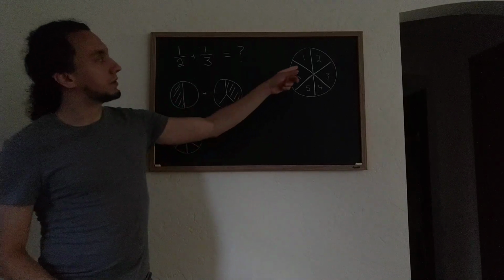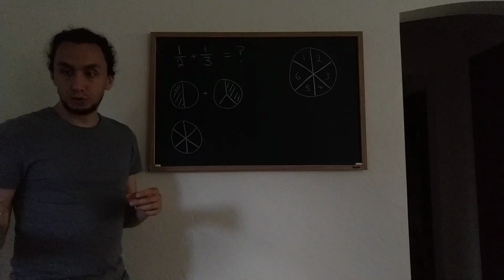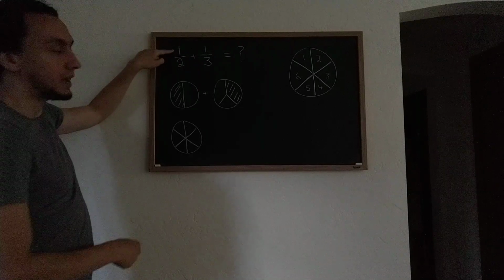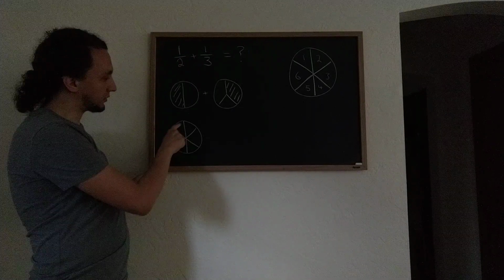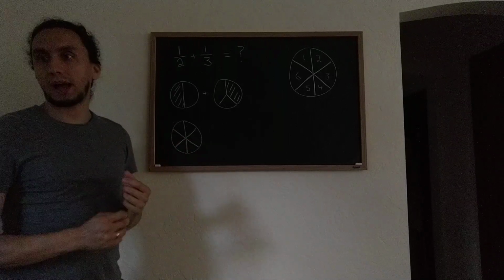But right now, splitting it into 6 pieces is going to be enough for us, because we can ask 2 questions. We can think about 1/2 and 1/3. And let's start with 1/2. If I have my circle divided into 6 pieces, how many pieces do I need to color in to get up to 1/2?